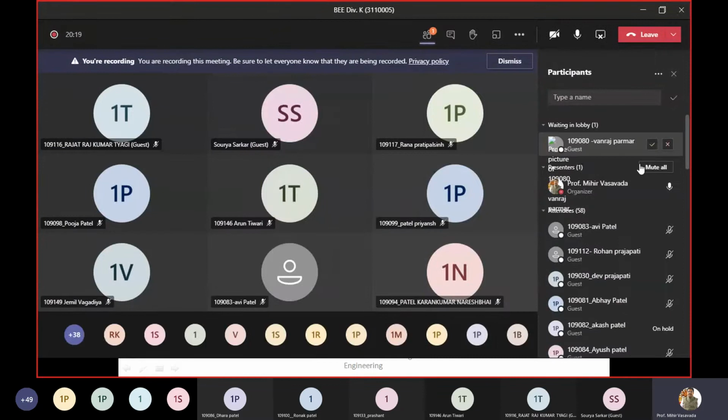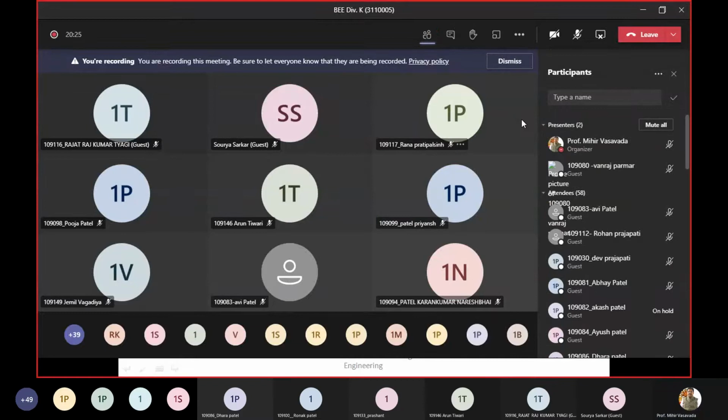Any doubt or any query here, feel free to ask. Any question, any query? I have covered this portion a bit fast because we discussed it in the last session. Still, if you have any query or any doubt, feel free to ask.